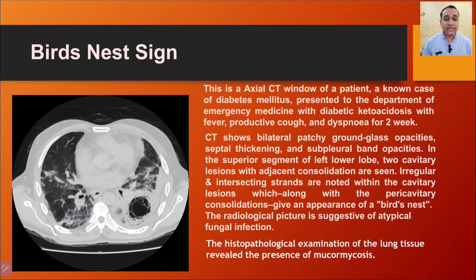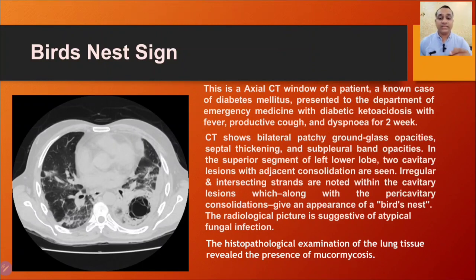So this is an axial CT scan of a patient who is a known case of diabetes mellitus, presented to the Department of Emergency Medicine with diabetic ketoacidosis. He has fever, productive cough and dyspnea for 2 weeks. CT shows bilateral patchy ground glass opacities, septal thickening and a subpleural band of opacities. In the superior segment of the left lower lobe, two cavitary lesions with adjacent consolidation are seen, and irregular and intersecting strands are noted within the cavitary lesions which, along with the pericavitary consolidation, give an appearance of a bird nest. That's why it is called the bird nest sign.